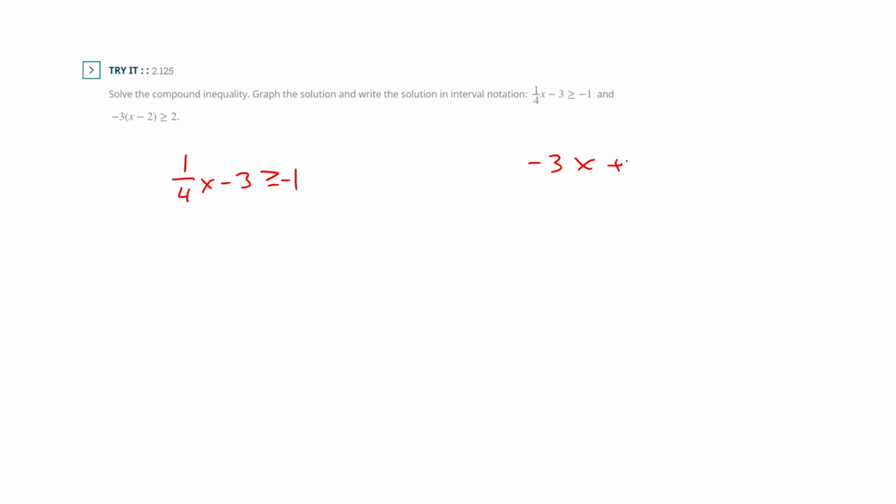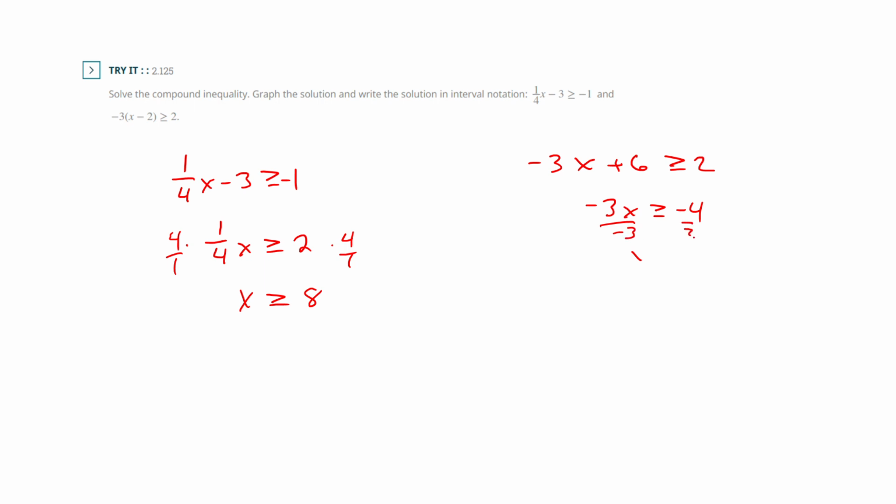Now I'm going to go ahead and distribute this, save myself some writing. So I'm distributing that -3. Okay, now do you remember how we'd get rid of a fraction? It's being divided by 1/4, but we can just multiply by the reciprocal. It's accomplishing the same thing. And this is going to be 8. Over here I've got -3x greater than or equal to -4. Now be careful, look what happens. This time we're dividing by a -3, so that's going to flip the inequality sign the other direction. And I'm going to get -4/3.